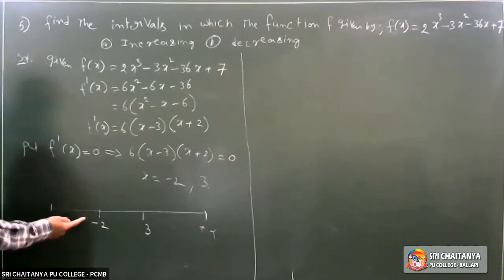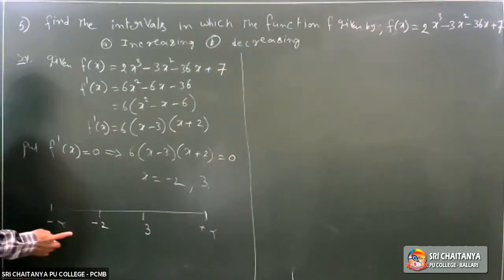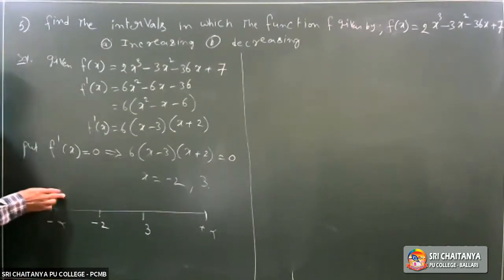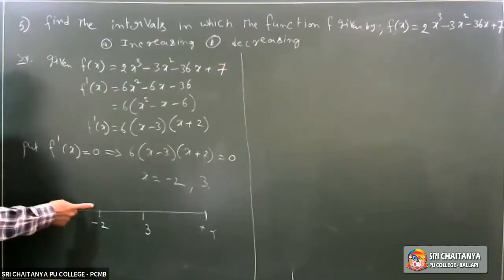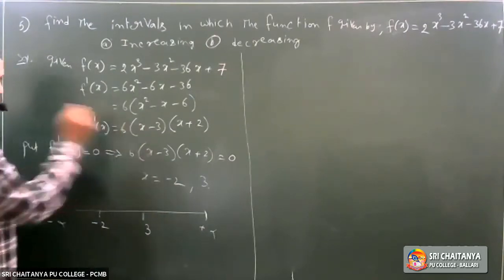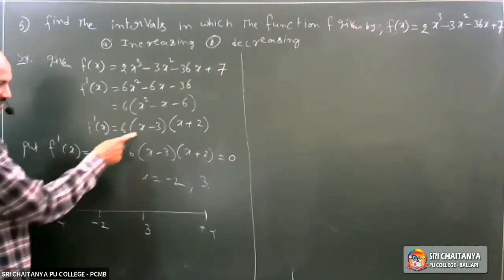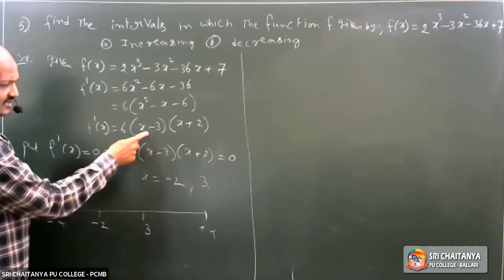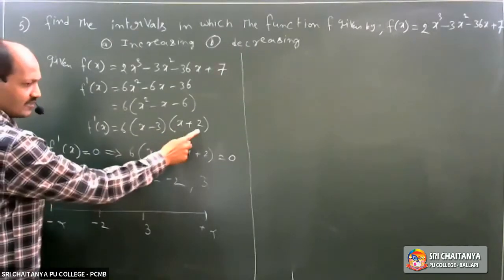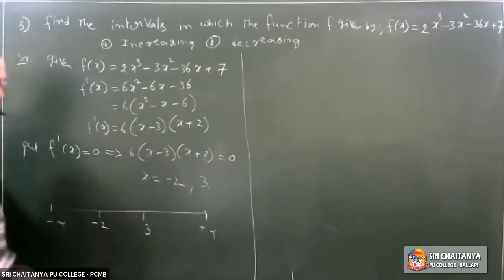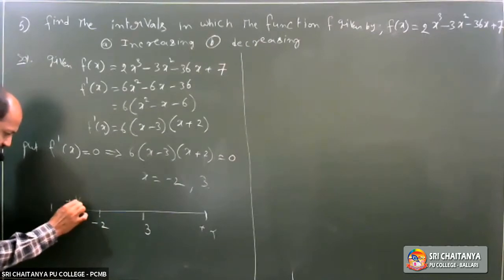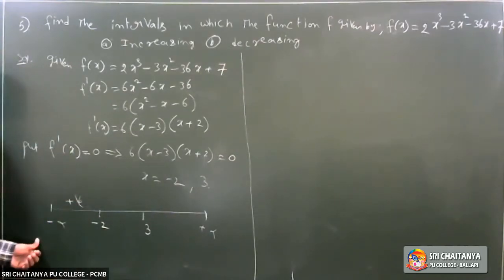First, verify in these intervals whether it is positive or negative. Minus infinity to minus 2: before values minus 3, minus 4, minus 5 and so on. So consider x equal to minus 3 and substitute in the first derivative. Minus 3 minus 3 is minus 6, and minus 3 plus 2 is minus 1. Minus 6 into minus 1 is positive. So from minus infinity to minus 2, the first derivative of this function is positive.